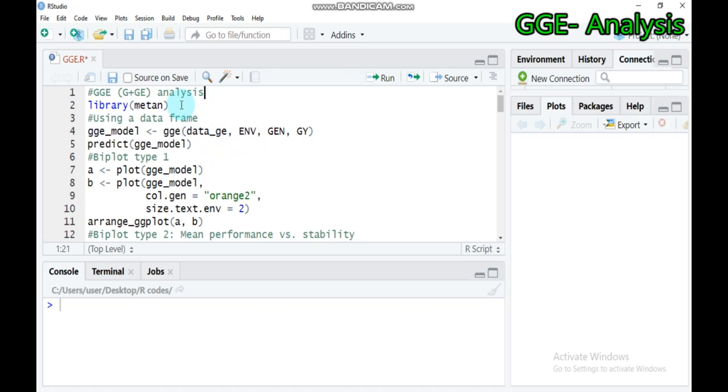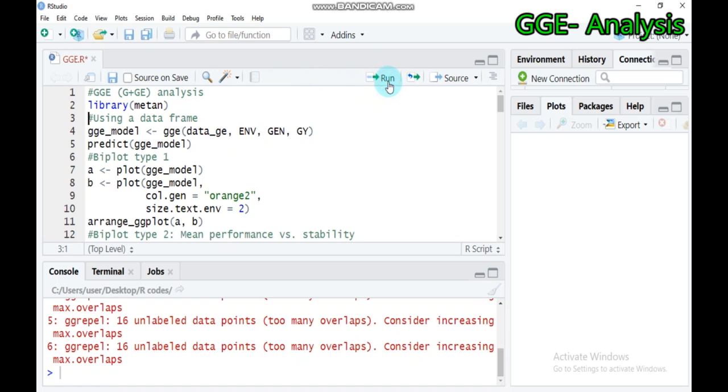So to start today's tutorial, you have to run library(metan), because our data is already built into this package. In order to use a data frame, today we will use our data named data. To get the genotype plus genotype environment interaction, we use the GGE function. You can assign any name that you want here, and this is the genotype plus genotype environment interaction, with our data name, environment, genotype, and the grain yield. So type this one and run.